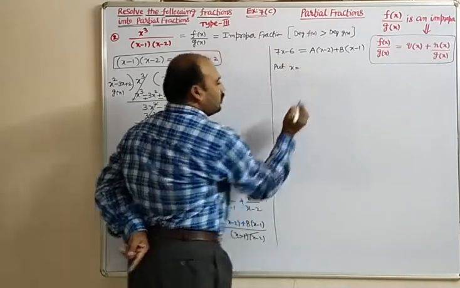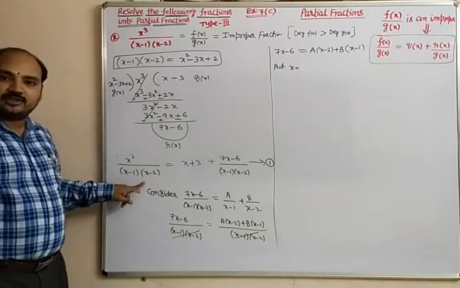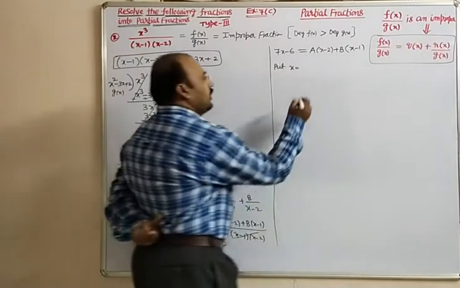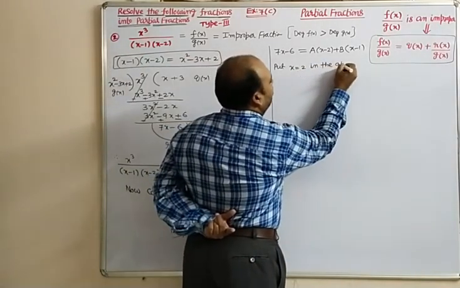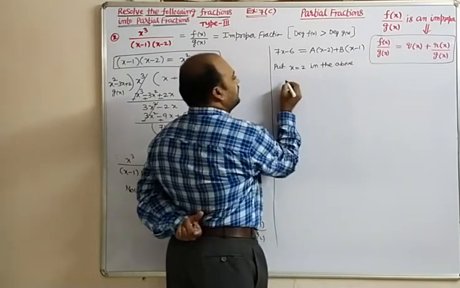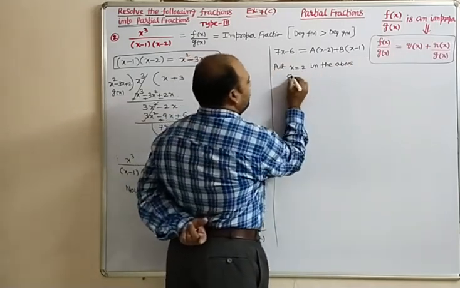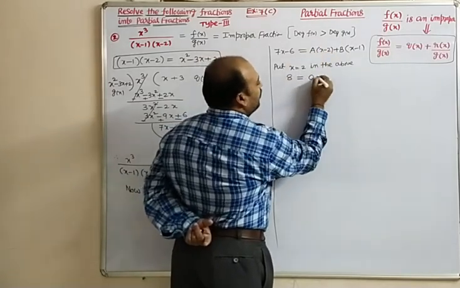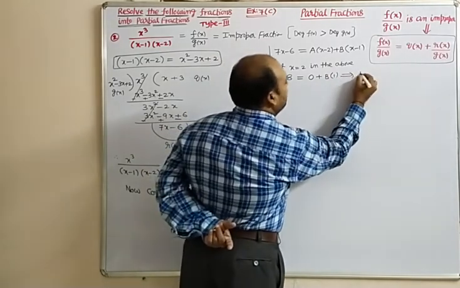Put x equals to... whenever only linear factors are there, directly substitute x equal to 1 and x equal to 2, and get the values of a, b. Put x equal to 2 in the above. We get 7 2s are 14, 14 minus 6, 8 equals... x equal to 2 substitute means this value goes to be 0 plus b into 2 minus 1. That implies that b is equal to 8.